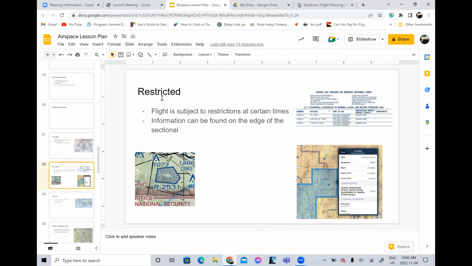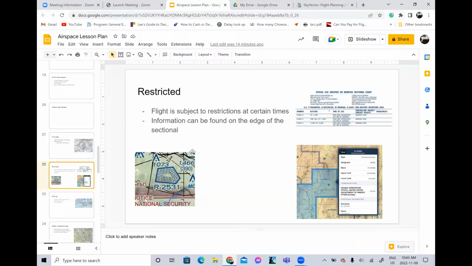Before I go into restricted airspace, over here on the edge of a sectional chart, it shows the number. The R means restricted. If it has a P, it means prohibited. It will tell you the altitude in which the area is affected, the time of use, which is in local time, and then it tells you the controlling agency.